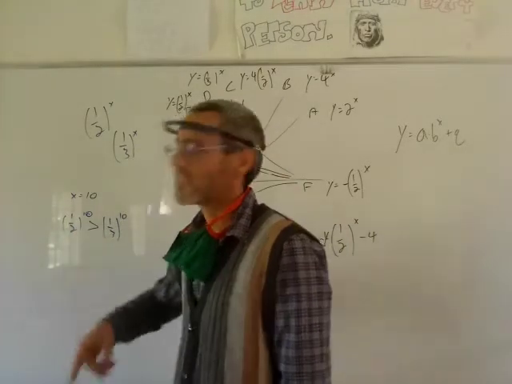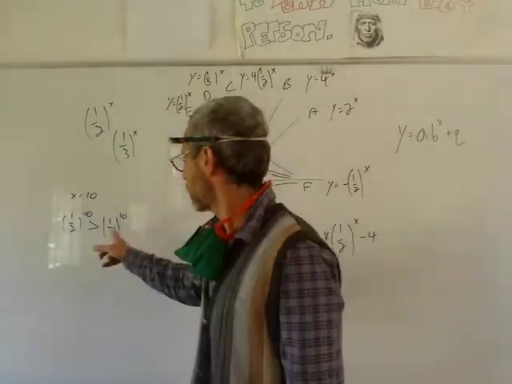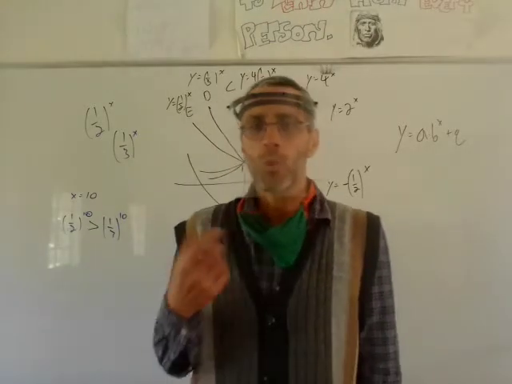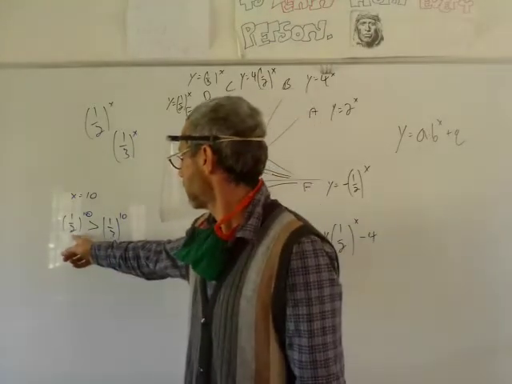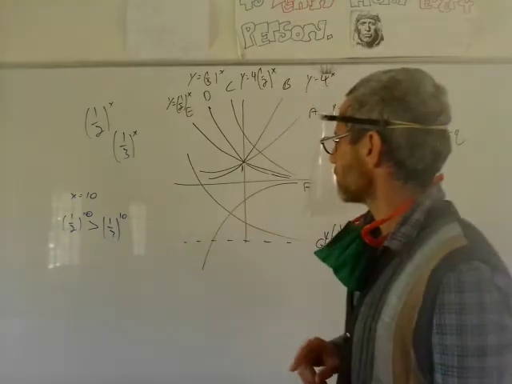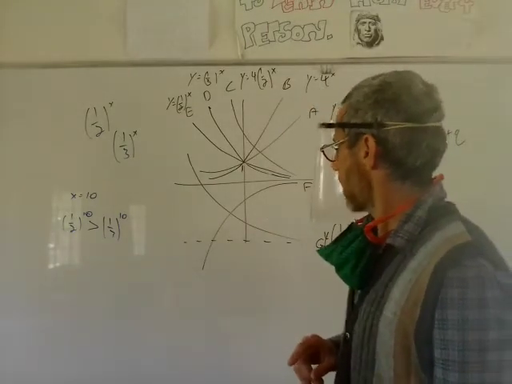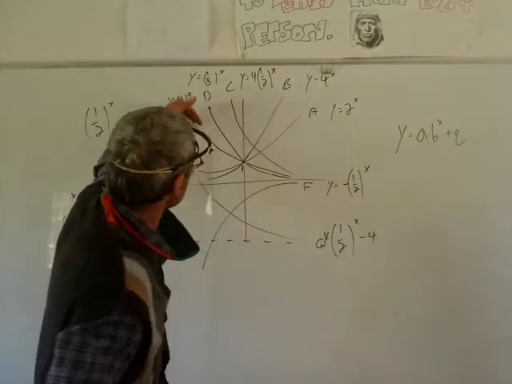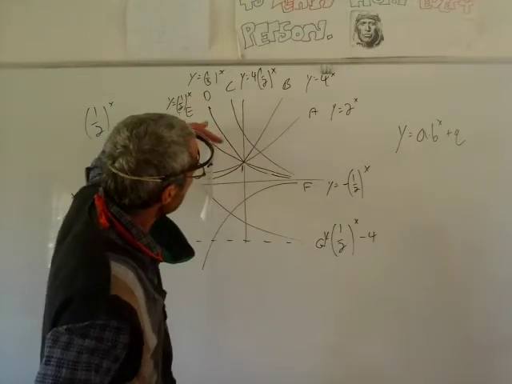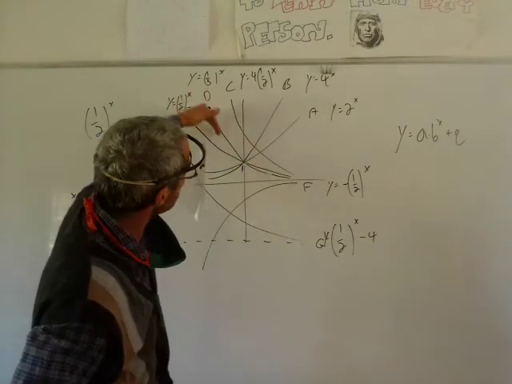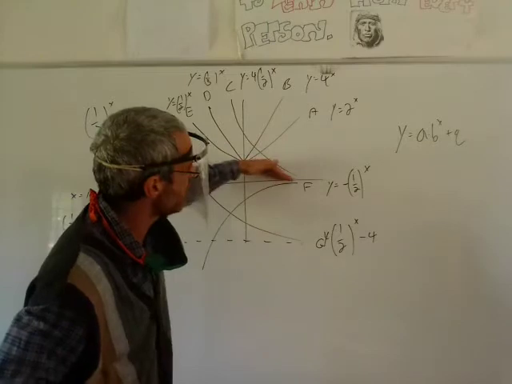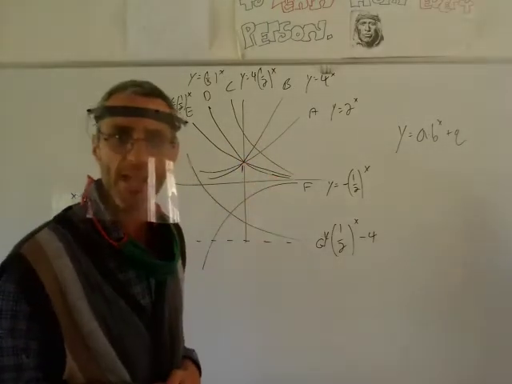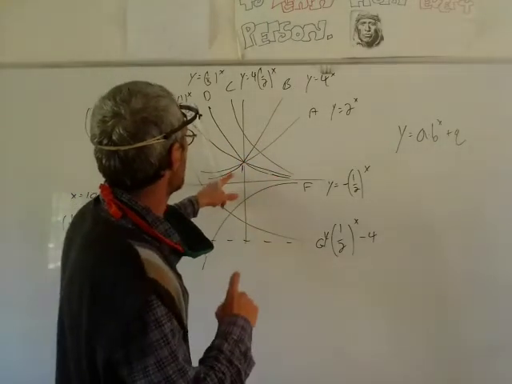Because half to the power of 10 is half times, 10 times. Third to the power of 10, third times. Which one will be bigger? Half. So the half to the power of x is going to be always larger than the third to the power of x. The third to the power of x will always be closer to the x-axis. Okay? So we figure out that.